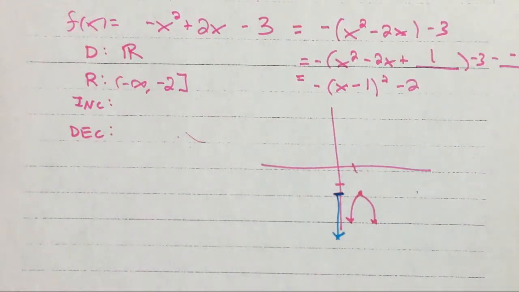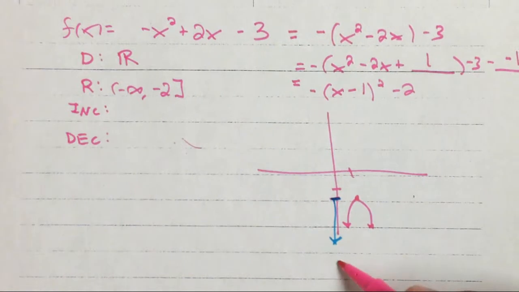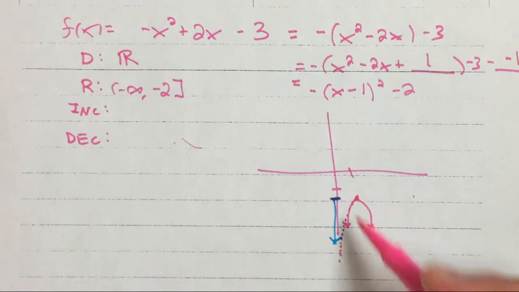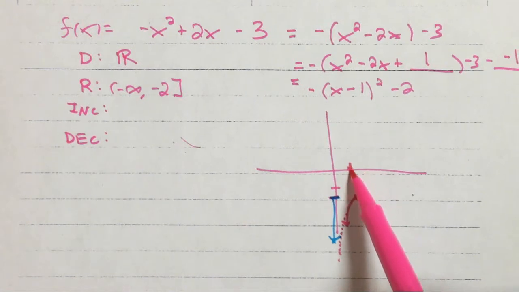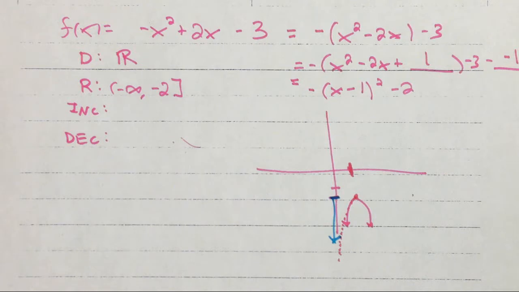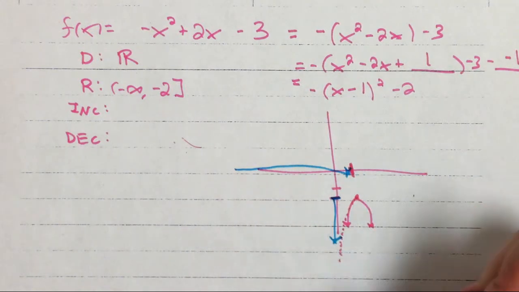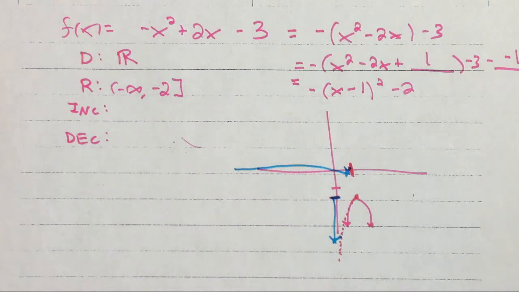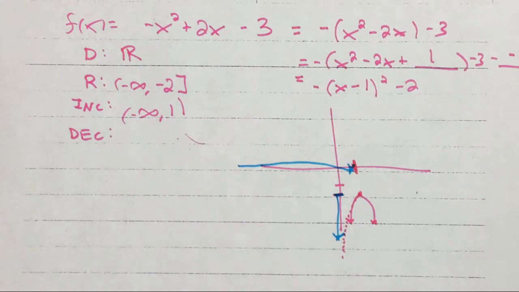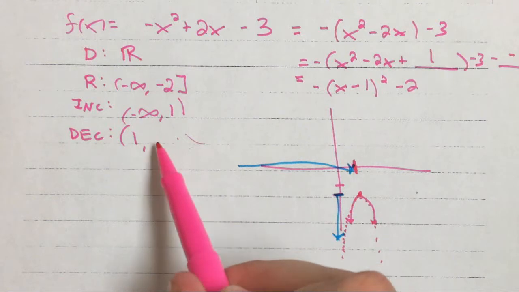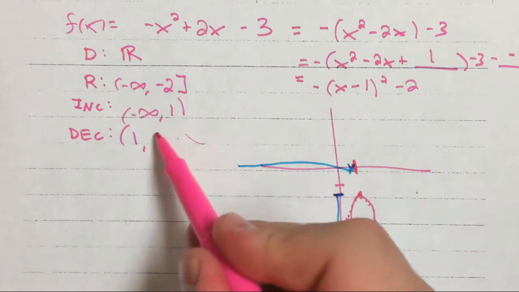Where is the function increasing? Negative infinity to 1, on the x-axis. So this part of the x-axis corresponds with that part of the graph that's going up. So it'd be negative infinity to 1. Make sure you're using parentheses on those. Where is it decreasing then? 1 to positive infinity, right?